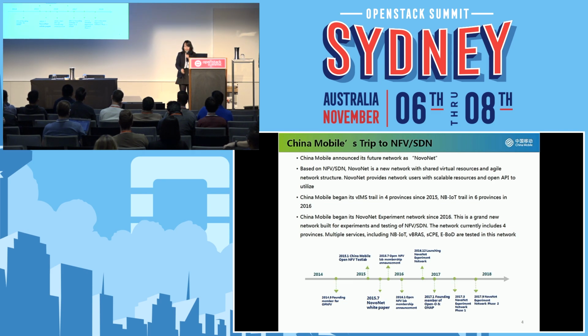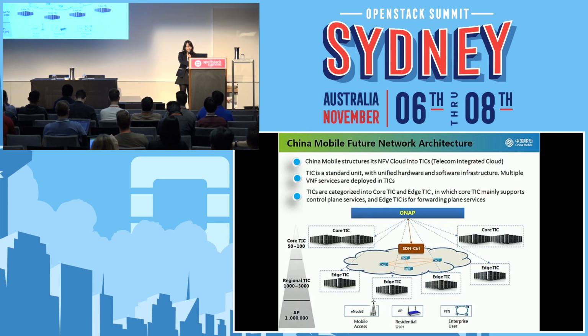And like I mentioned before, we began the IMS trial in 4 provinces in 2015 and the NB trial in 6 provinces in 2016. And also, we have what we call the Novonet experiment network, which began late last year. We hope that this is a brand new network built for experiment and testing in NFV and SDN. The network currently includes 4 provinces, and we have multiple VNFs considered and tested in this network.